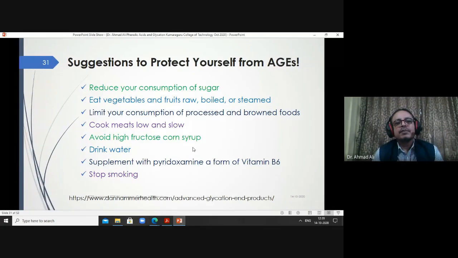Supplement with pyridoxamine, a vitamin which has been shown to have anti-glycation and antioxidant activity. And in one of my slides, I showed that diet as well as smoking also helps in the generation of AGEs. So stopping smoking can also be helpful in protection from the AGEs.